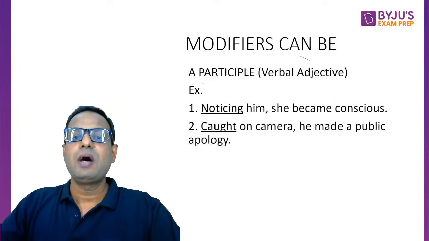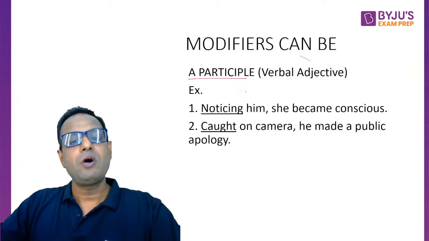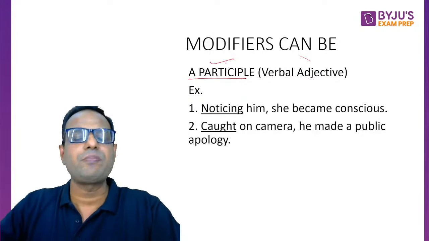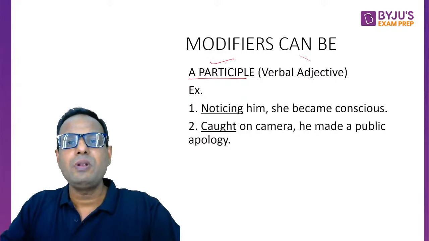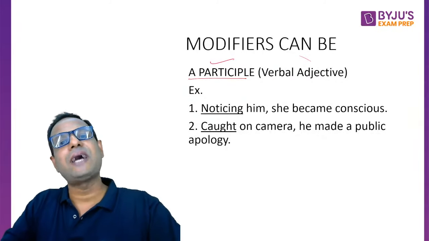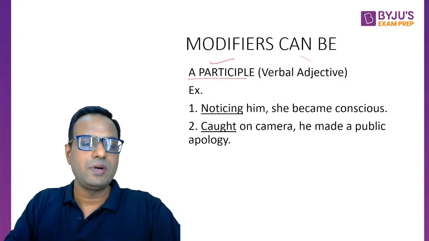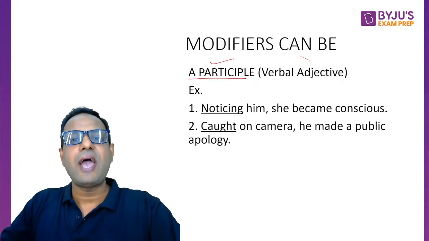Modifiers can be a participle. Now, this is one important segment which you have to understand. This concept. What is a participle? A participle is a verb that functions as an adjective. Okay, a participle is a verb that functions as an adjective.